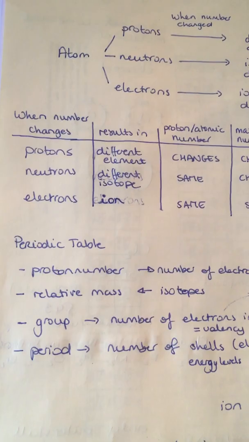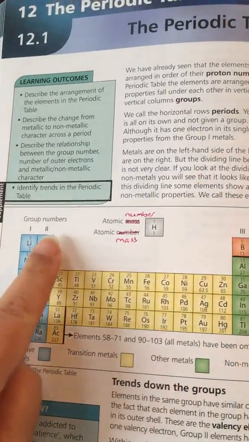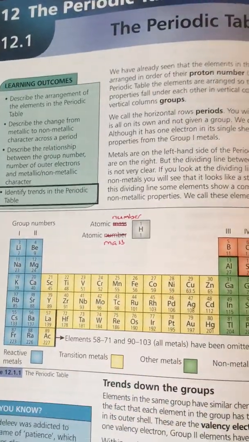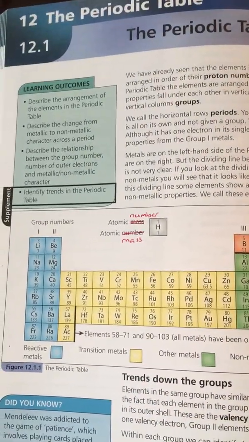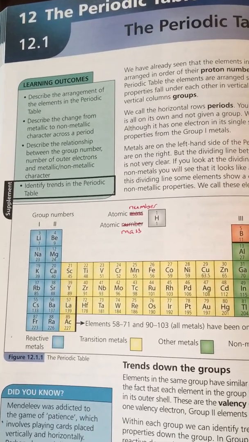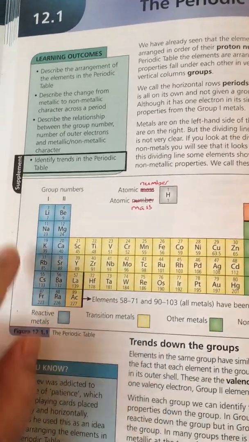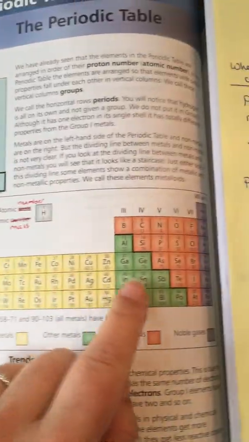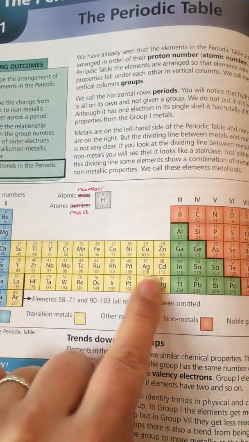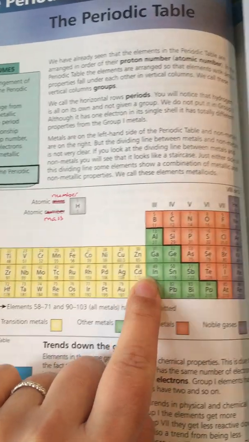Following is the group number. The group is the vertical line, the column you can find the elements on, and the group number is equivalent to the number of electrons in the outer shell. Note, we number the groups 1, 2, then we skip the middle part. We call these the transition metals or elements.